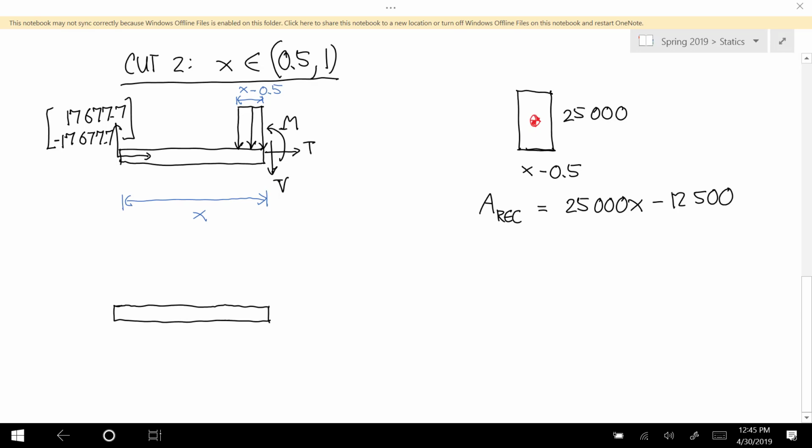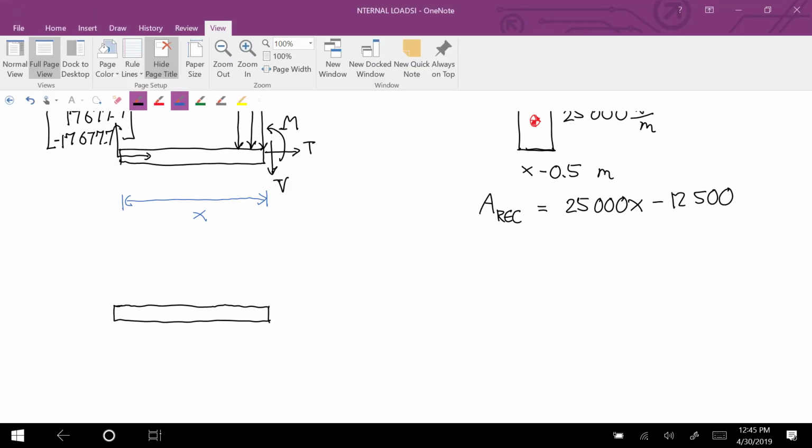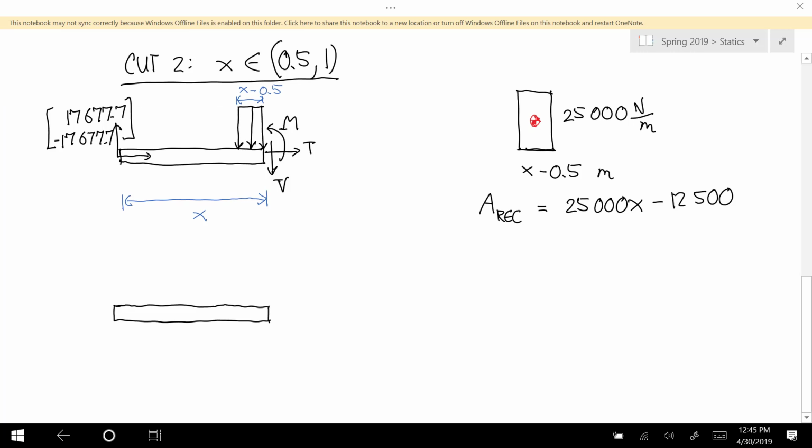So we wouldn't need to, from my recollection, it's 25,000 Newtons per meter, yep. And we wouldn't need to change it. Right, this is Newtons per meter. This is in meters. Multiply those two together and it gives you Newtons. So we have a downward force here with a magnitude of 25,000x minus 12,500.